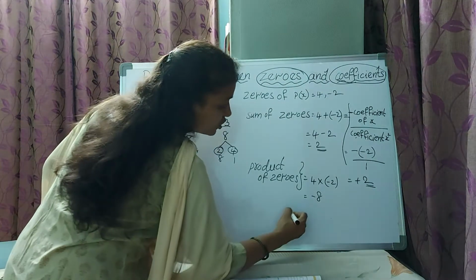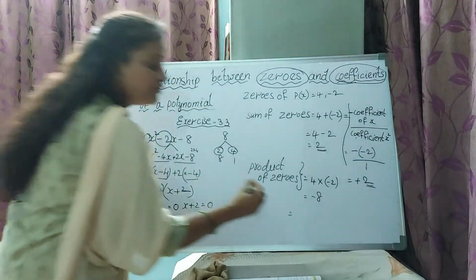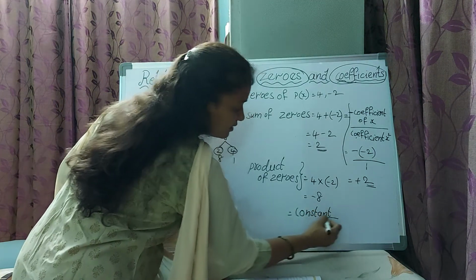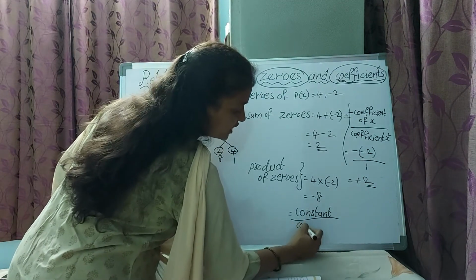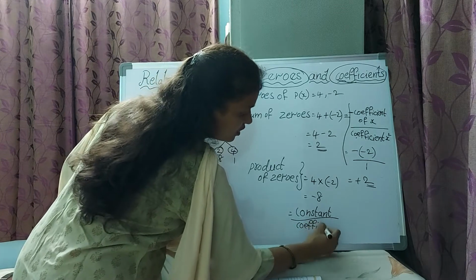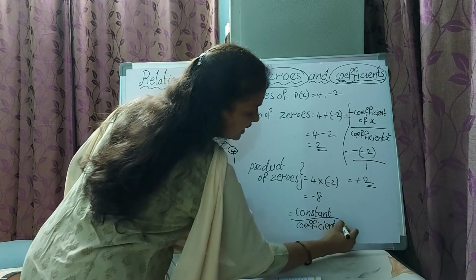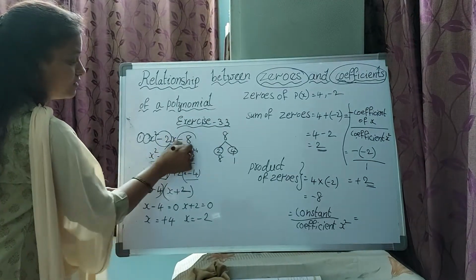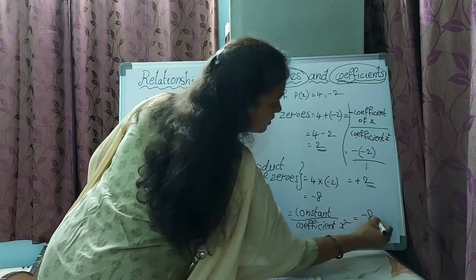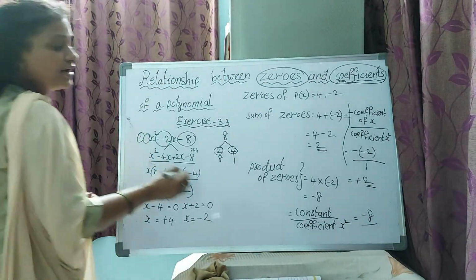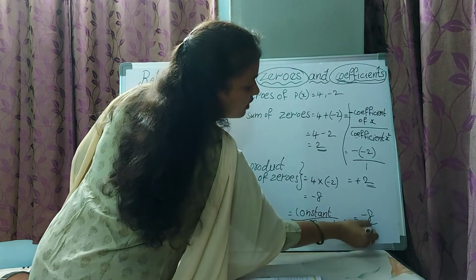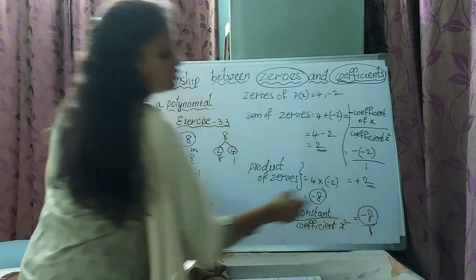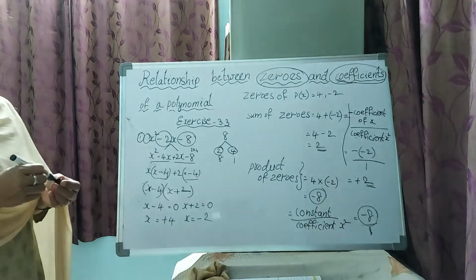Now we'll see according to the coefficients. What is the formula for this one? Constant term by coefficient of x square. So what is the constant term here? Minus 8 is the constant term. What is the coefficient of x square? 1. Minus 8 by 1 is nothing but minus 8 only. So here also same. Both we got the same answers.